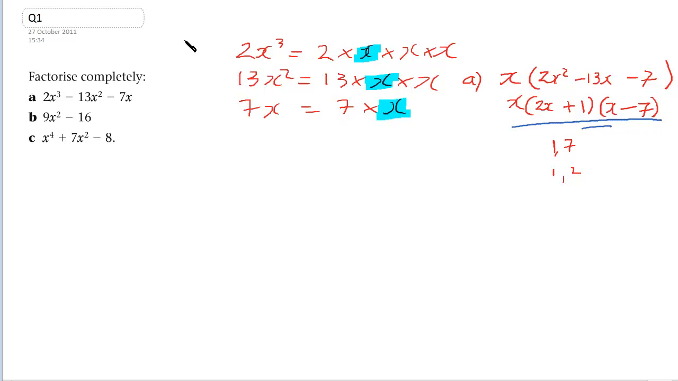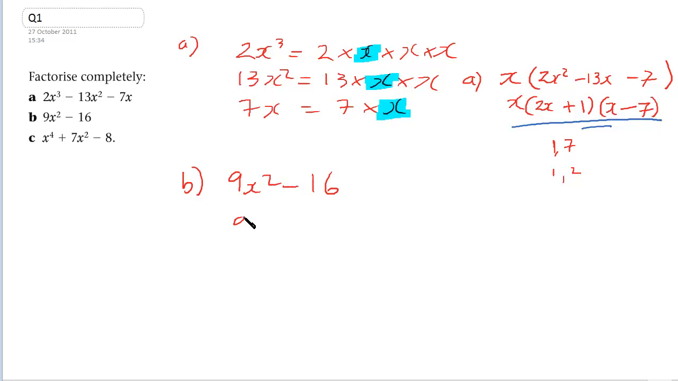For part B, so that was part A. Part B, we're going to look at 9x squared minus 16. Now this is a trick one. You've got to spot this one really. It's a difference of two squares. We can see we've got 3x all squared here, because 9 is 3 squared and x is x squared, and we've got 4 squared here.